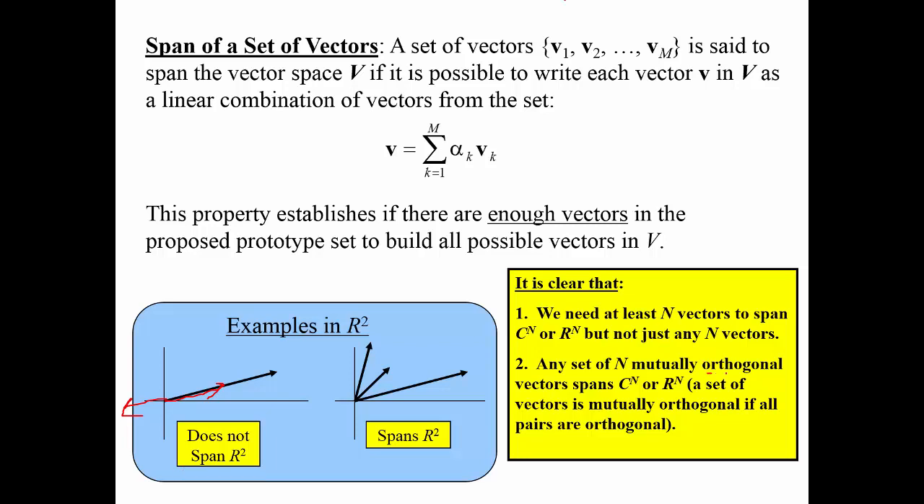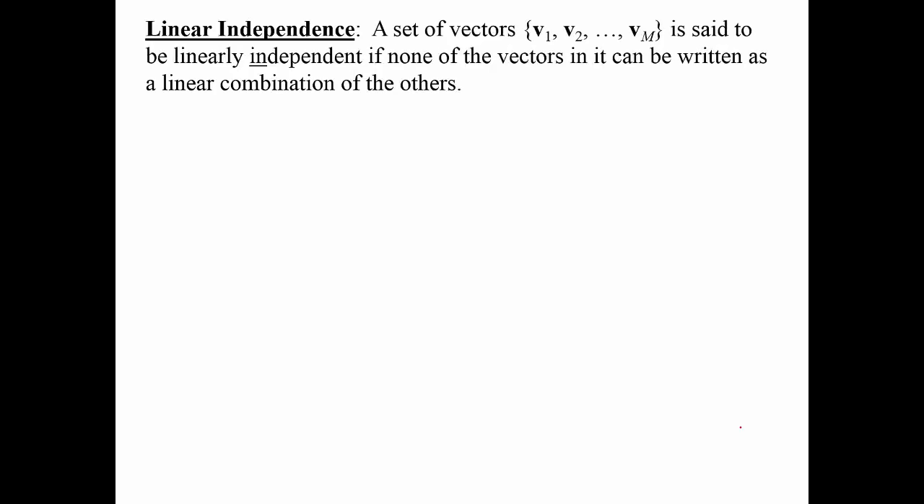We've also defined orthogonal vectors in the past, in some set of notes. So orthogonal just means that they're at right angles to each other. Any set of n mutually orthogonal vectors also spans Cn or Rn. And that leads us to the idea of linear independence.